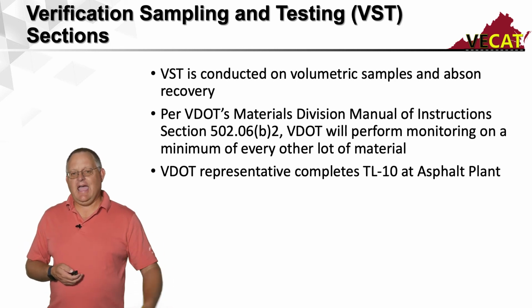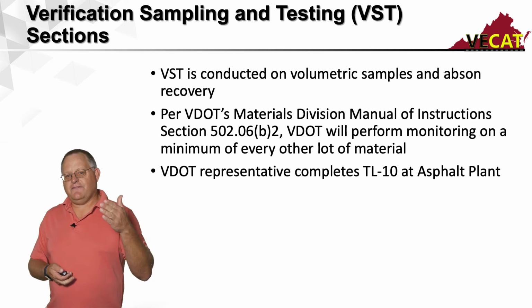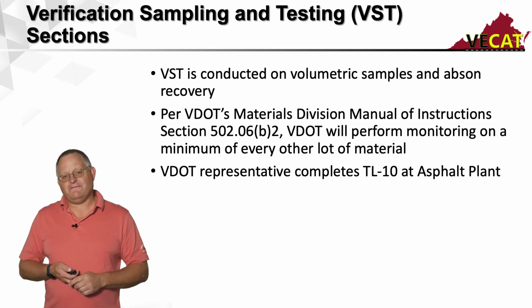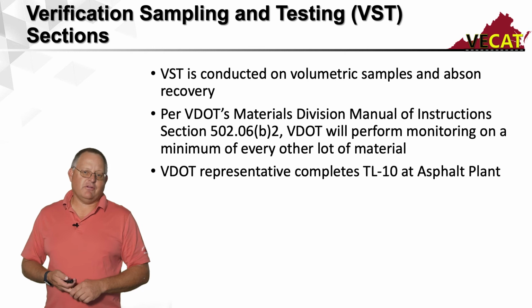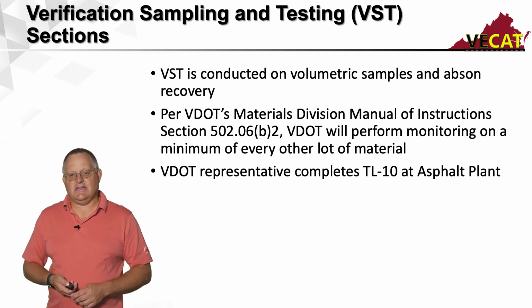Did I get 1.5% and VDOT get 5.5%? Clearly there's not agreement in the results. But if I got 2.1 and they got 2.5, then we probably do have agreement in results. So that's part of the verification, sampling, and testing.